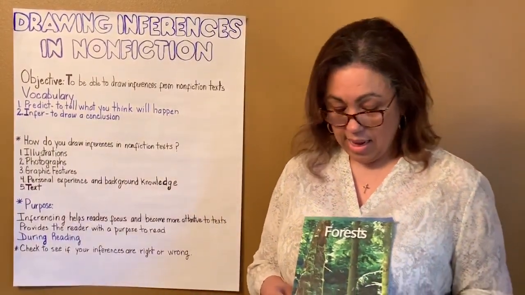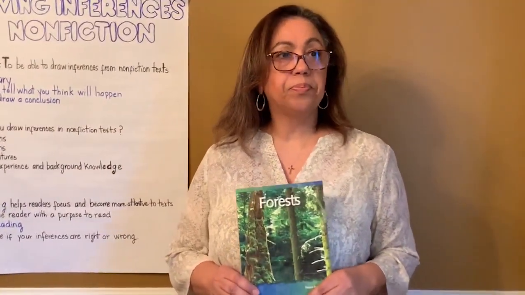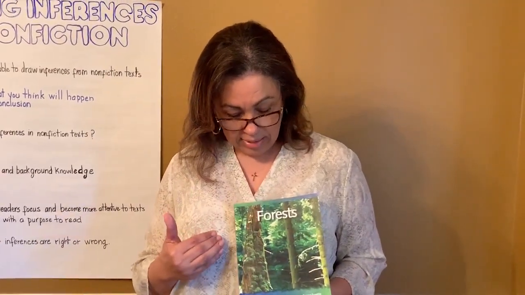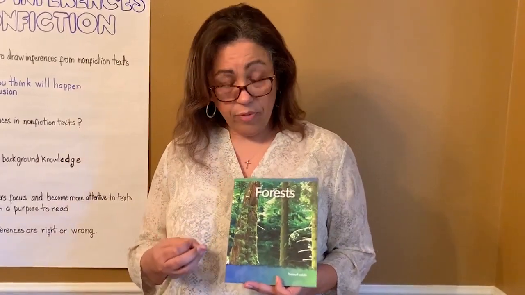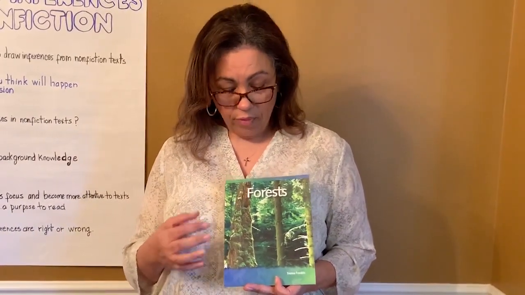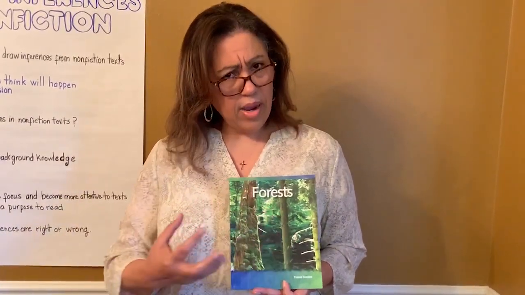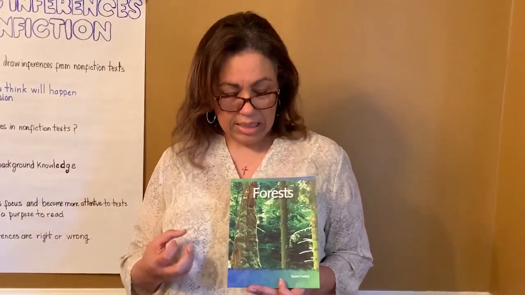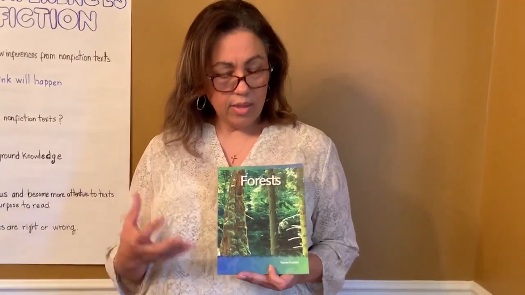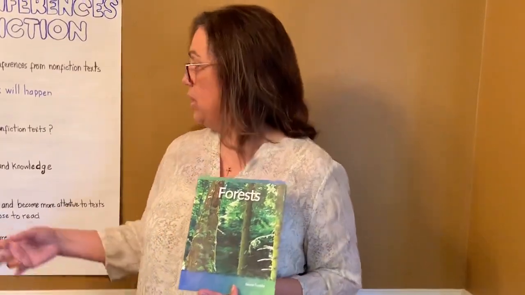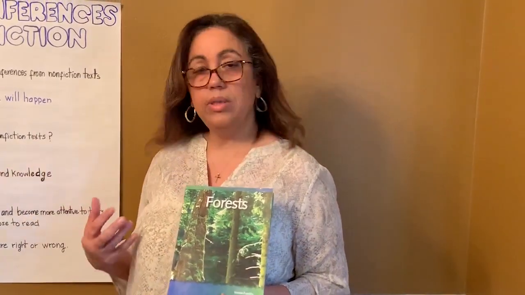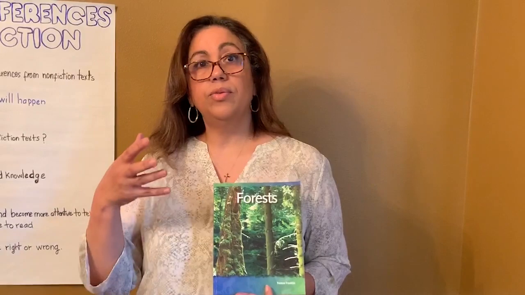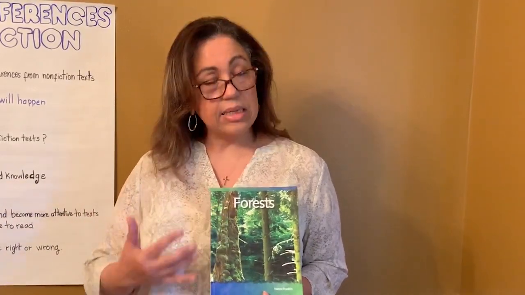The first text is titled Forest. So I would look at the cover of this text, and I gather whatever information I can from the picture itself. I see that it's very, very green. It's very lush. It's full of lots of trees and lots of plants, and it looks just very healthy. So I put that together with my own personal knowledge about plants, and I know that they need a lot of water, a lot of rain, a lot of sunlight.